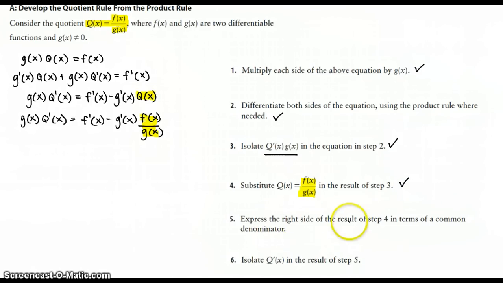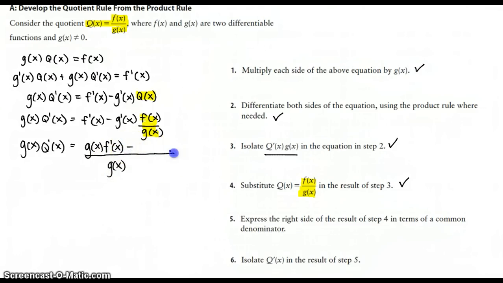Next, they want me to express the right-hand side using a common denominator, which means I need to add f prime of x to this grouping of terms by giving f prime of x a denominator of g of x, which means I need to multiply top and bottom by g of x. Which will make this over g of x, so I can actually just write one common denominator and add on the numerator of this group of terms.